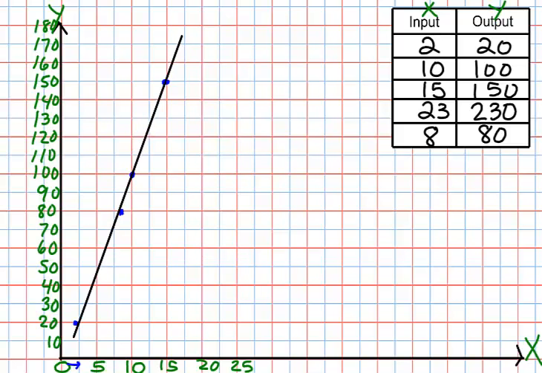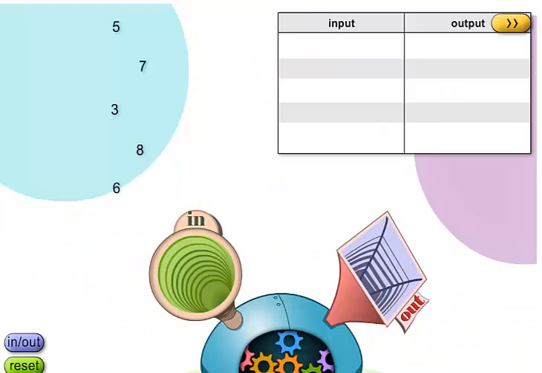There we go. And we should have arrows on the ends because we do know that this line continues in both directions forever. If we picked a number like 35 or 40, we could figure out what the output was. This is a fun machine. Let's see if you can figure out what the function is.